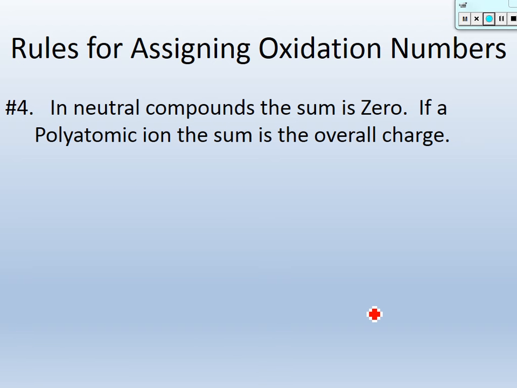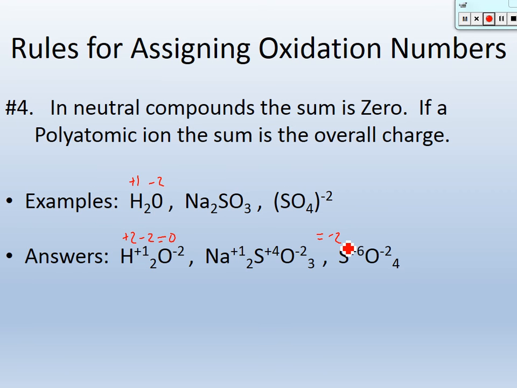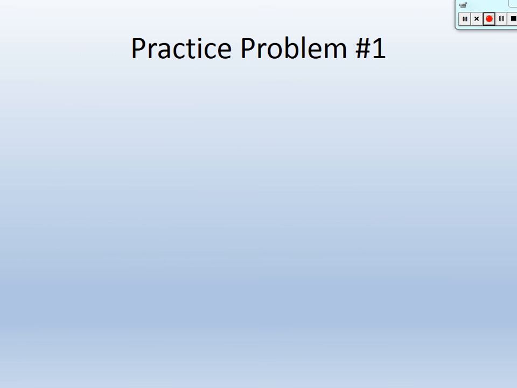Okay, let's go to another rule. Rule number 4. It says in neutral compounds, the sum is 0. If a polyatomic ion, the sum is the overall charge. So let's go through a few examples. And actually, we just talked about this. This one, the oxidation numbers have to equal 0. So -2, but there's just one, so it's a -2. Hydrogen's always +1, but there's 2, so that's +2. So it sums to 0. This one would have to sum to a -2, and we just tried this example, so I think we'll just move on.